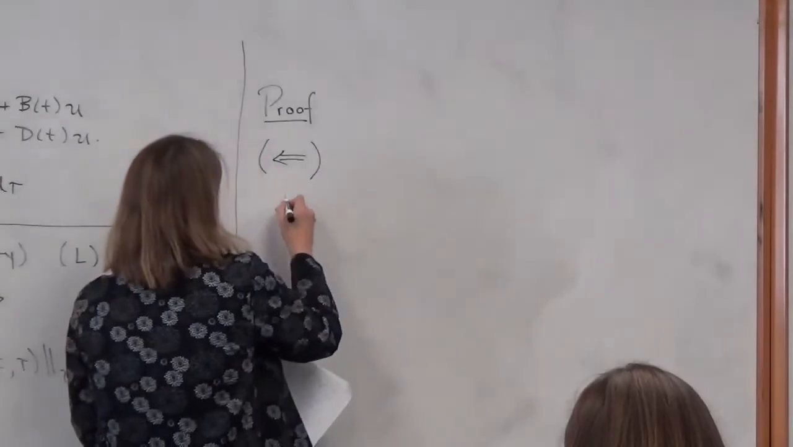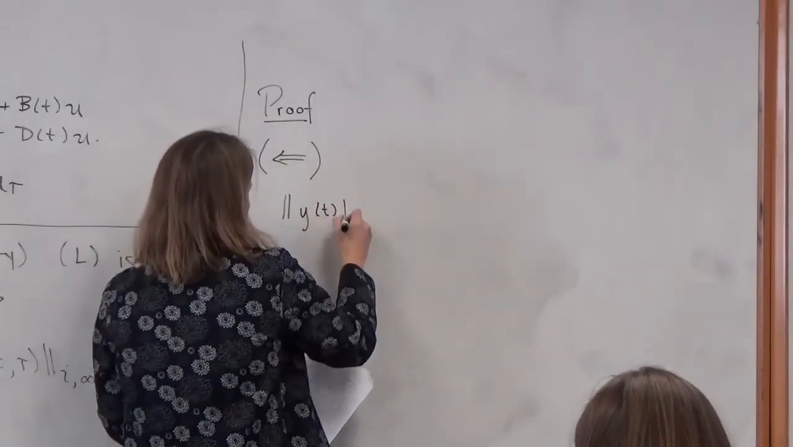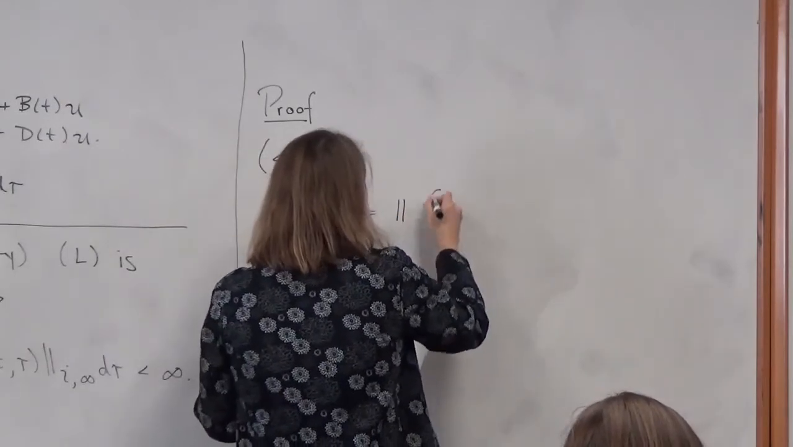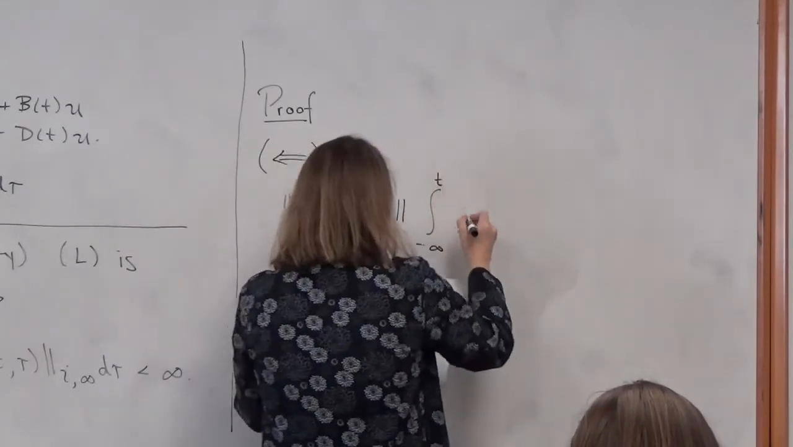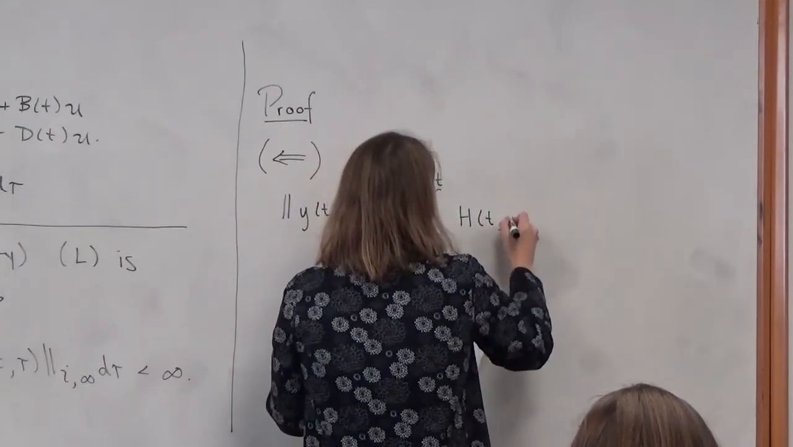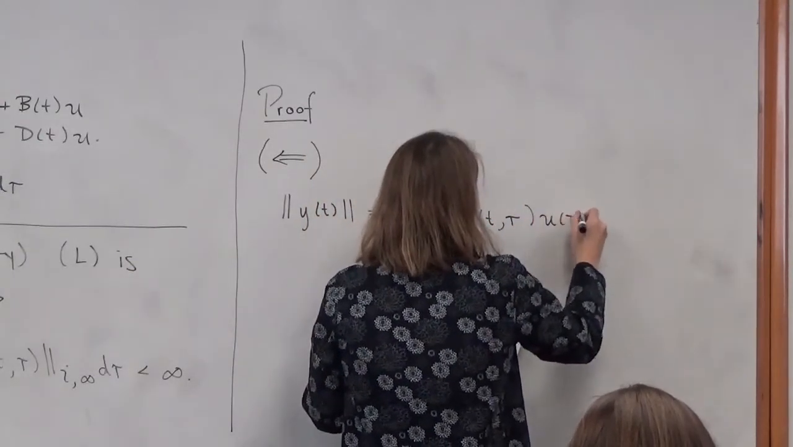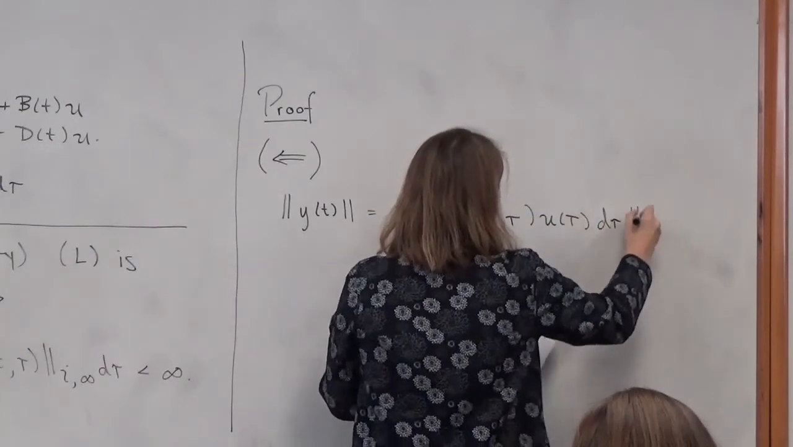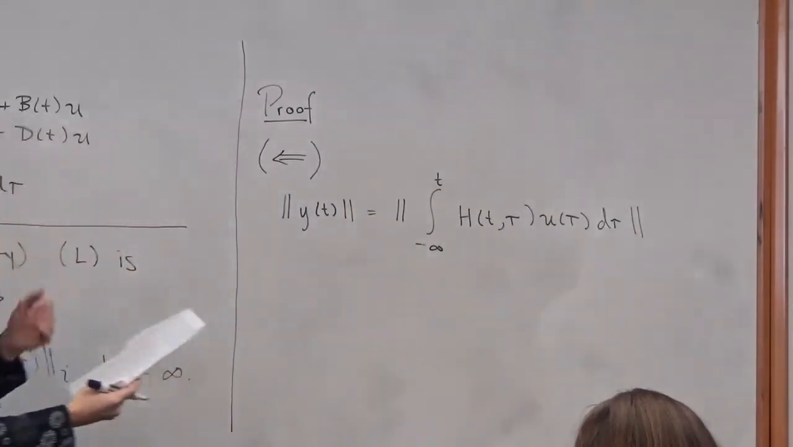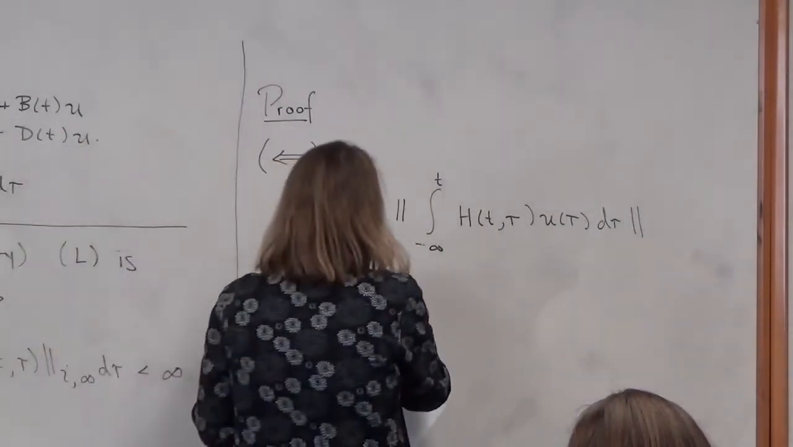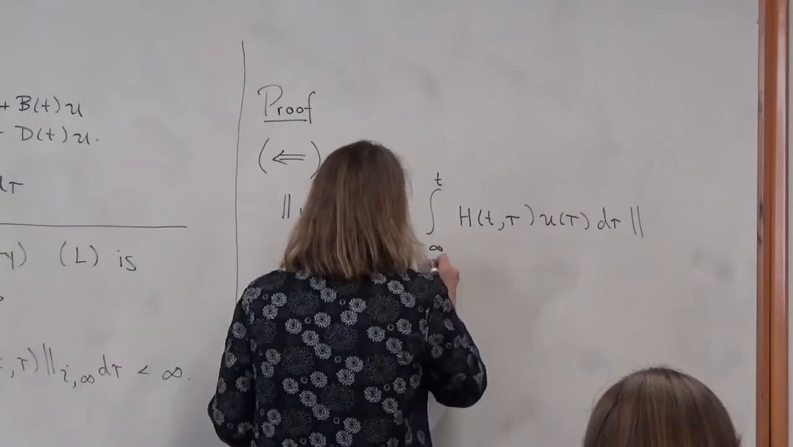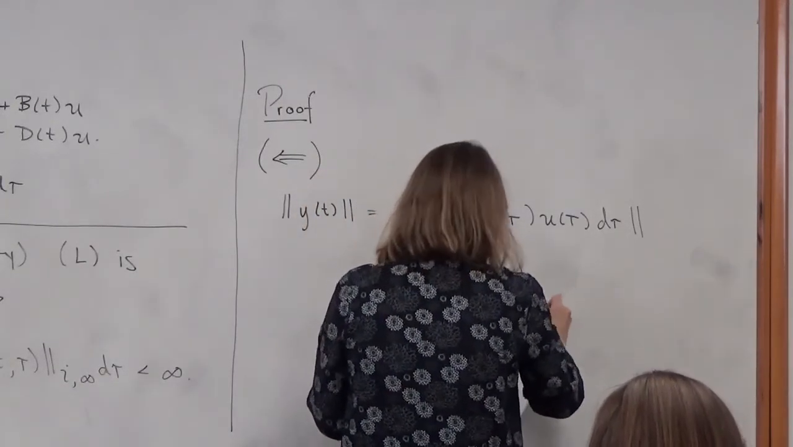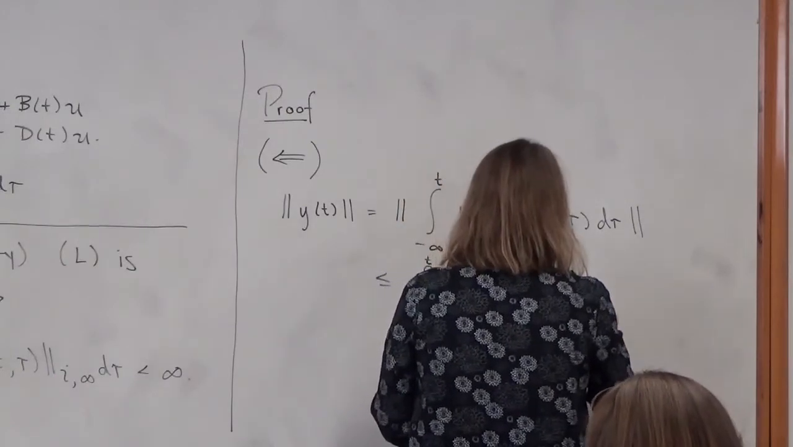Okay, so we can take the norm of both sides of that. So if we look at the norm of y of t, and I'm just applying any norm here. So take the norm of both sides, bring the norm under the integral, replace this with less than or equal to, so the integral from minus infinity to t of the norm of this h of t, tau, u of tau.